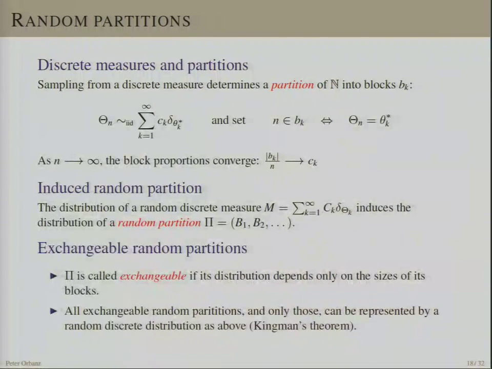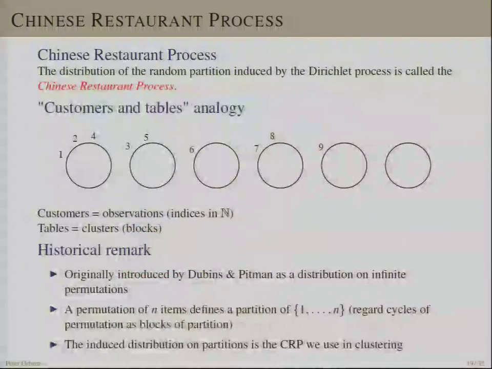You can show, in a similar theorem to de Finetti's theorem, something called Kingman's theorem, which shows that if you have an exchangeable random partition, then it comes from a random discrete measure. It's induced by a random discrete measure in this way, if and only if. Okay, I'm not going to dwell on this today. I might come back to it tomorrow. But back to these induced random partitions.